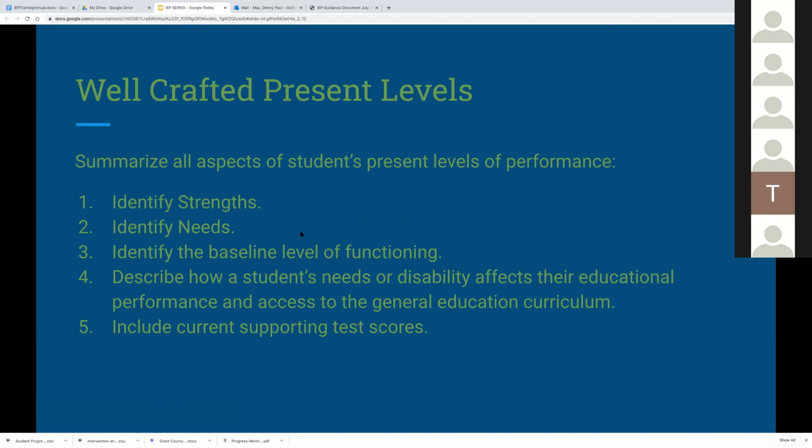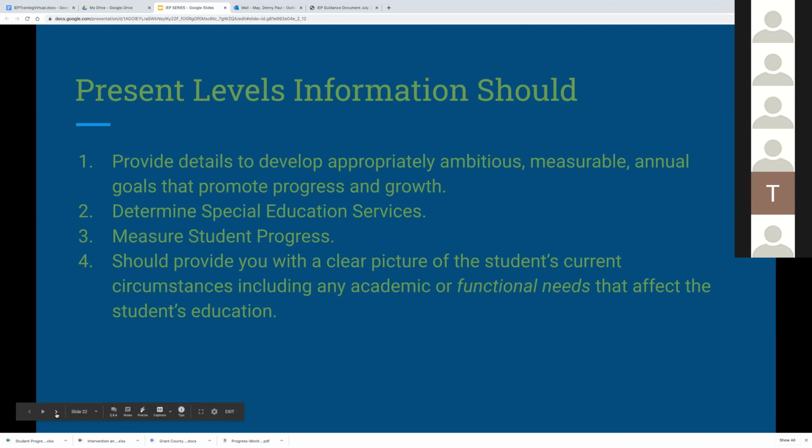And then when we write these present levels, when we identify these needs, there are certain ways that we're going to go about that. It's not enough just to write a statement, and we're going to look at some vague statements as opposed to some well-crafted statements here in just a second.